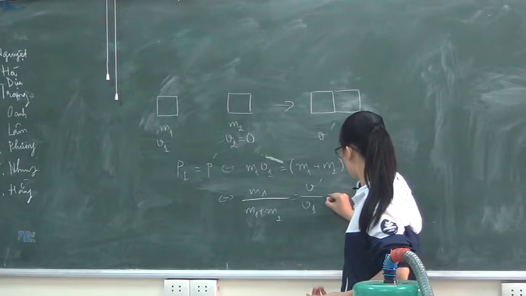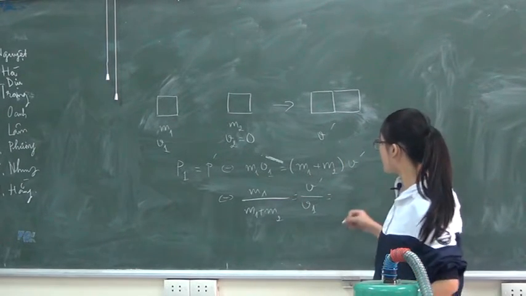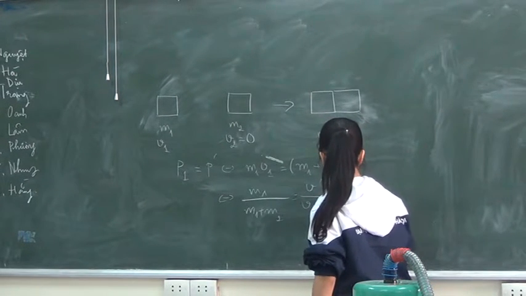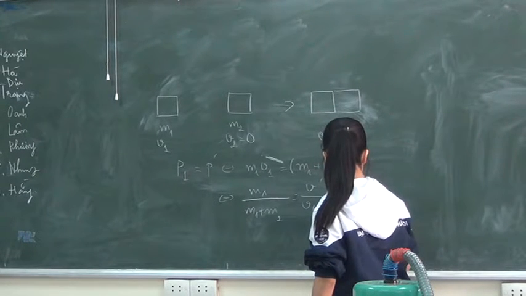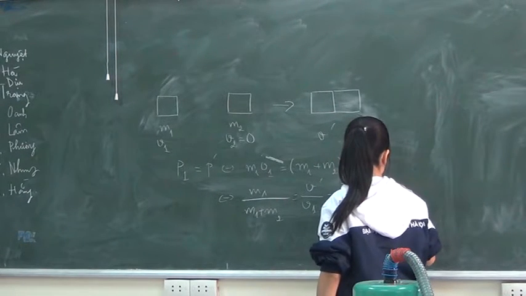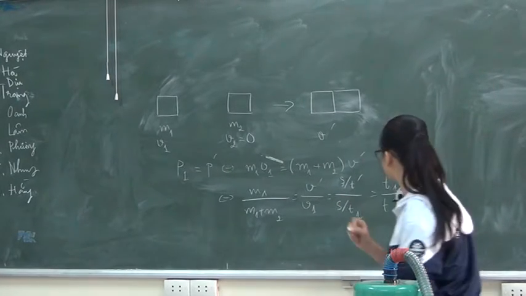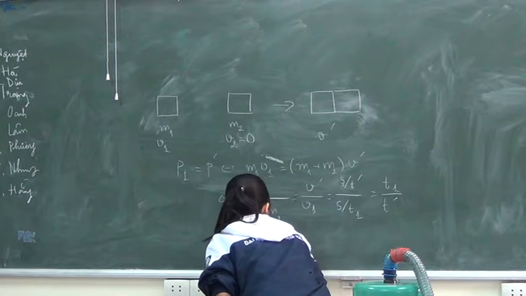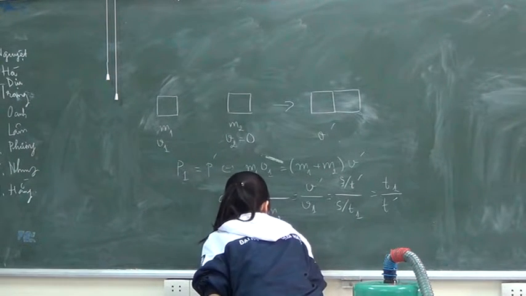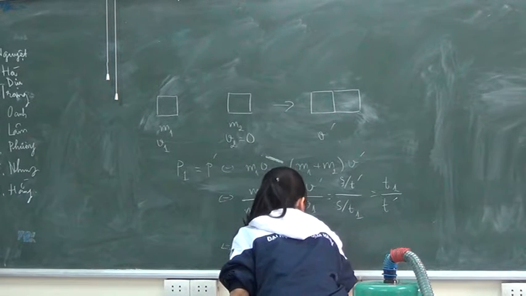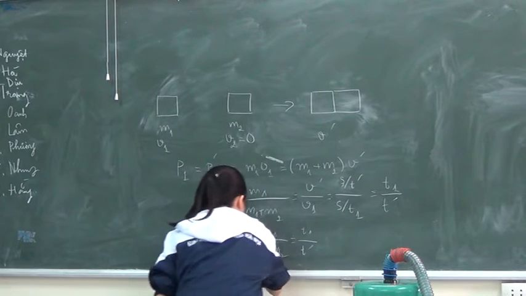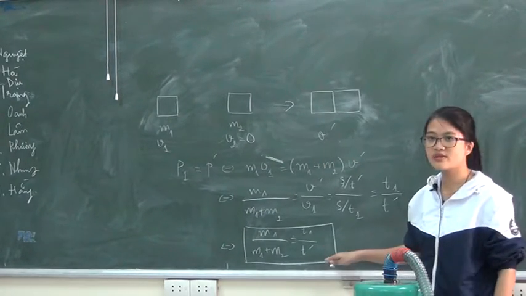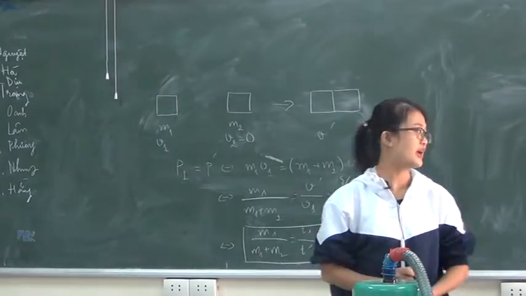So finally the formula should be like this. Okay, so I conclude that here is the consequence they need to check.